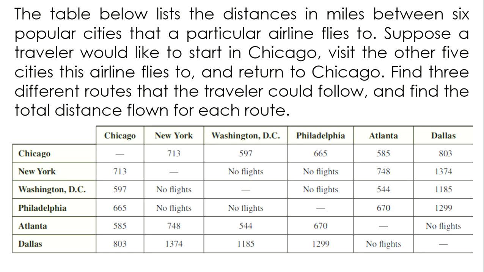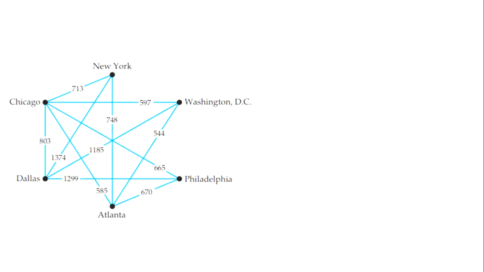Okay, it's like a Hamiltonian circuit. Here's the graph. I'll give you the graph of that table. Earlier, let's say we have from Chicago to New York, the 713 miles. Chicago to Washington DC, that is 597. Chicago to Philly, that's 665. To Atlanta, that's 585, and to Dallas, that's 803.